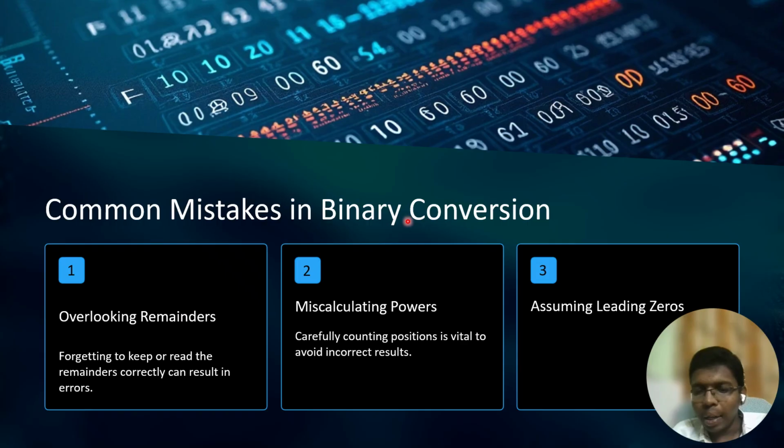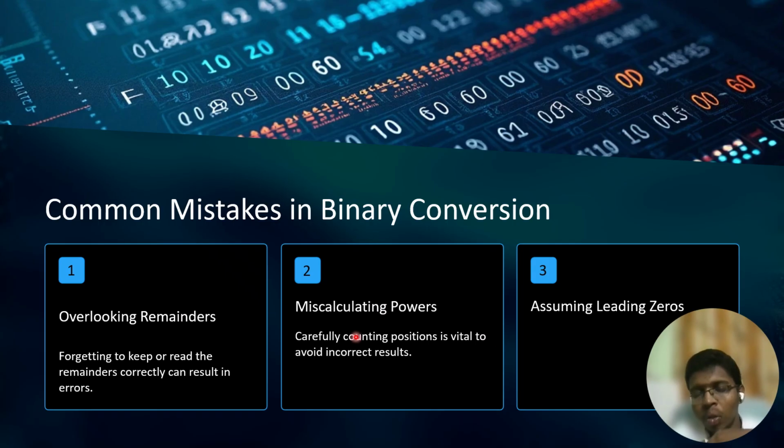Common mistakes in binary conversion. So we can make some mistakes in binary conversion. First, overlooking remainders: forgetting to keep or read the remainders correctly can result in errors. We can also make mistakes where the number is right or wrong in the given question or not.